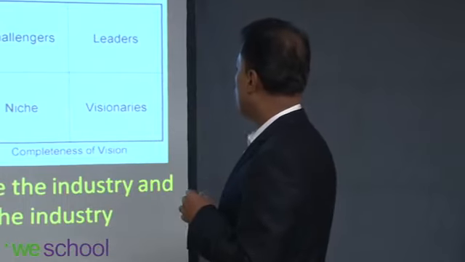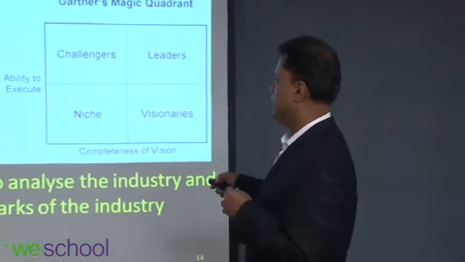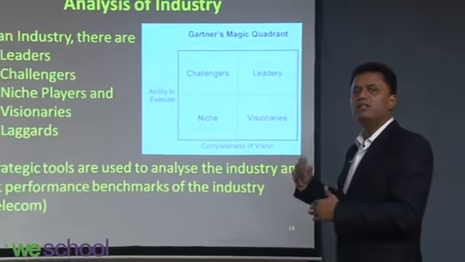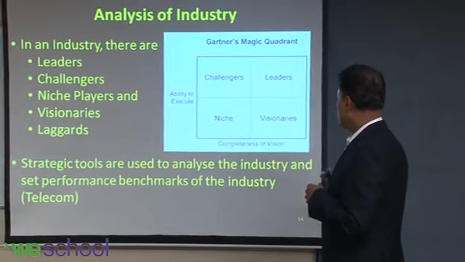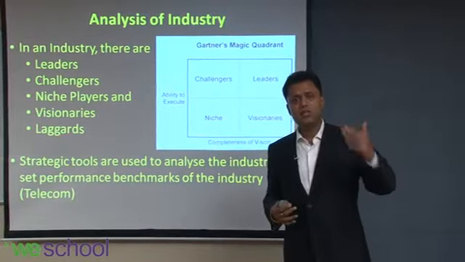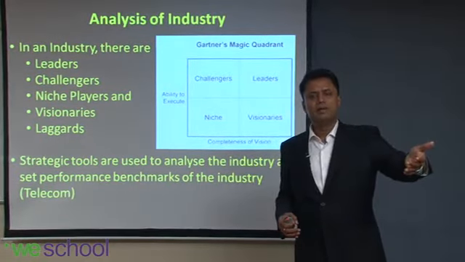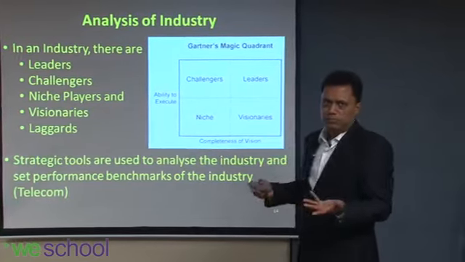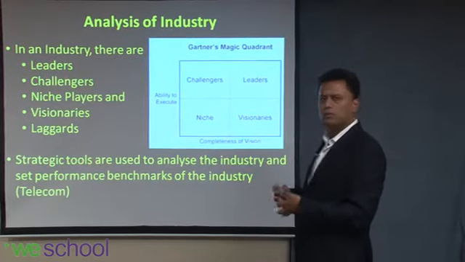A leader is one who has high ability to have completeness of vision, mission and strategy, and the ability to execute. So he becomes a leader, and a sustained leader from time to time and for the long term. If a company has a vision but is low on execution, they are visionary. They just talk about vision, they talk about ideas, this is what it is, this is what is going to come. Good consulting companies, but they may lack execution. So these are the different types of players who are available.